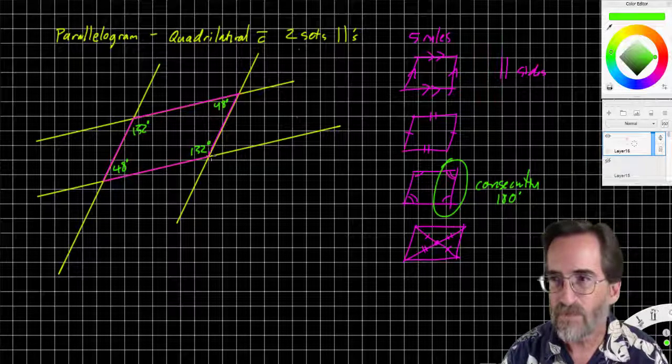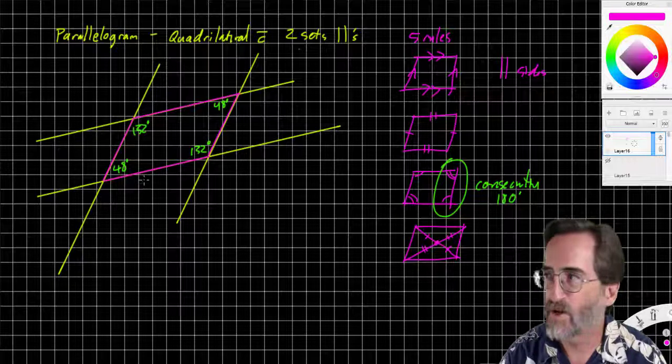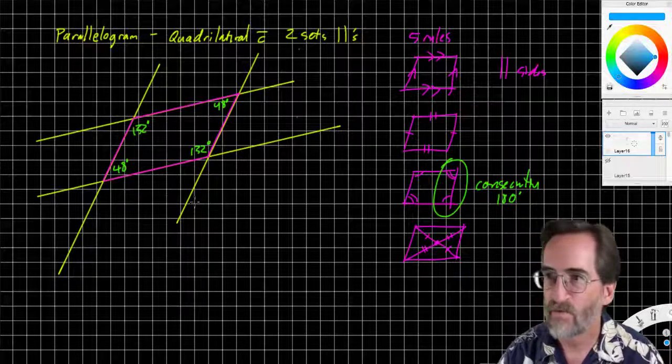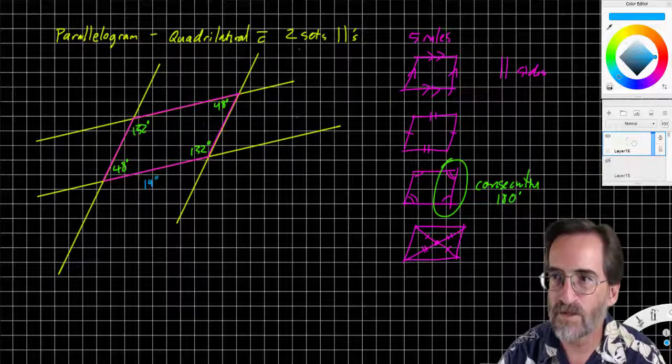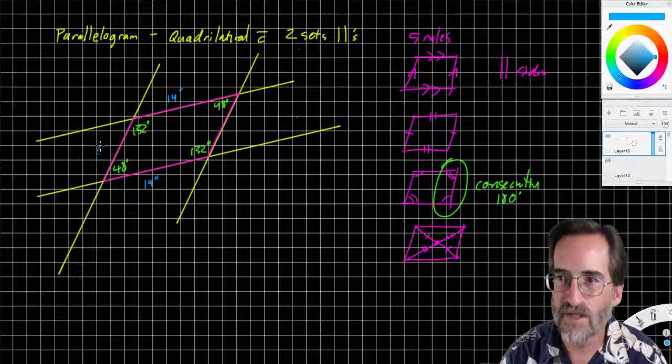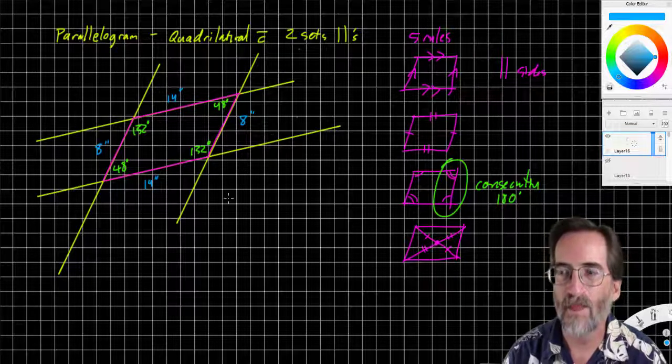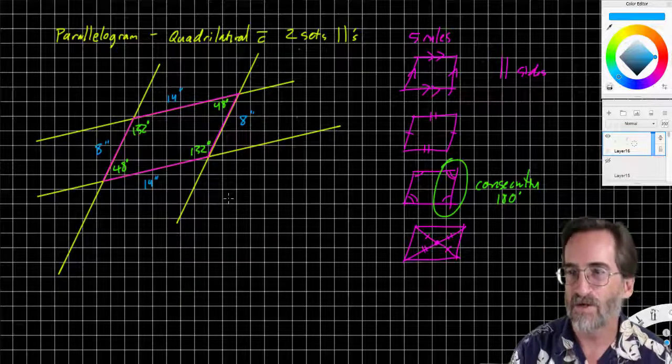Okay? But what's more, we know sides. So let's say we happen to know this side. This side is 14 inches, then this side is 14 inches. If we know this side is 8 inches, then we know this side is 8 inches. Okay? And so on and so forth.